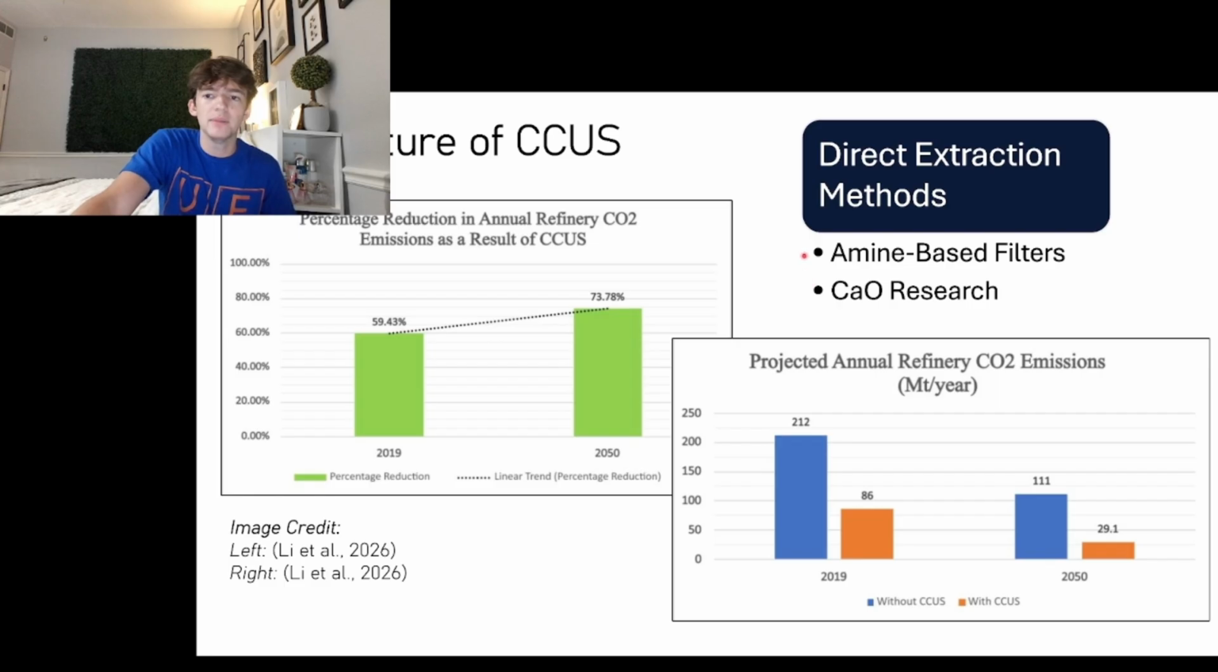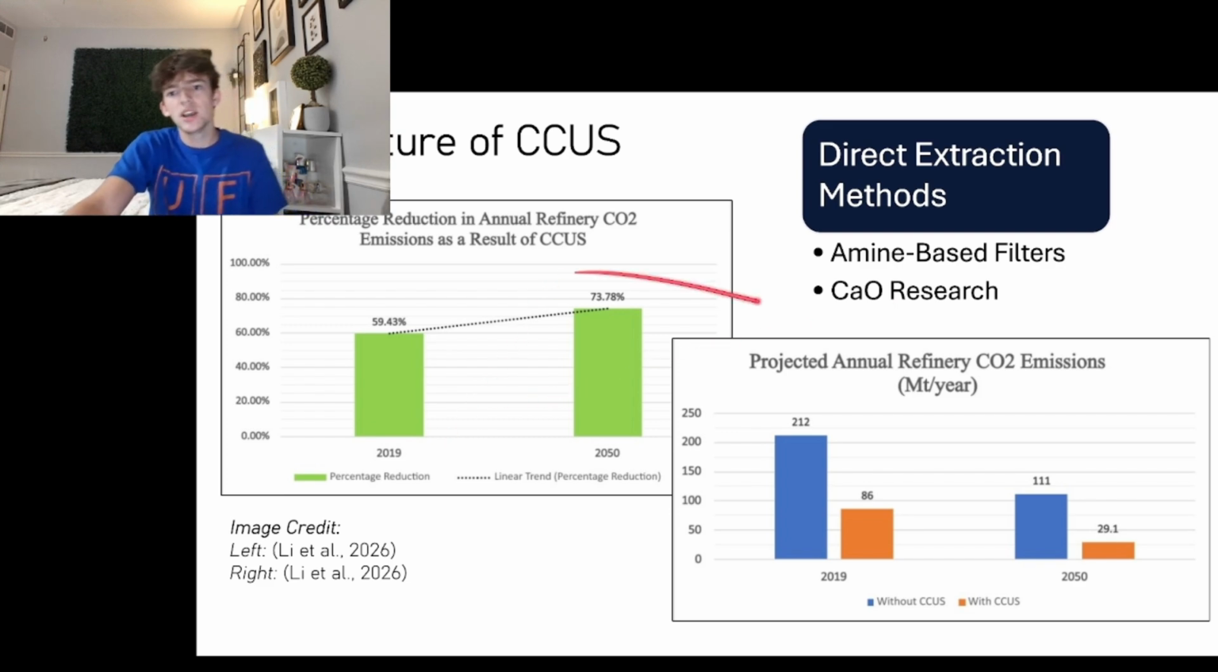You can see here I have amine-based filters as one. Essentially, to extract carbon dioxide directly from the air, you need something that has a high affinity for it, and amines do that. They're very reactive with carbon dioxide, so they work great with extracting it from the air. Additionally, research on calcium oxide-based filters is also underway. It's still very affinitive for CO2, but its immediate product is a lot more sustainable for long-term storage, which is why there is this thought of shifting from amines to calcium oxide.